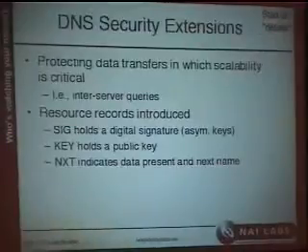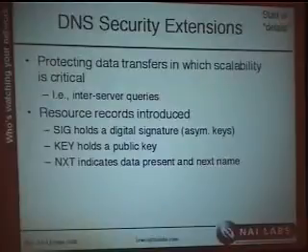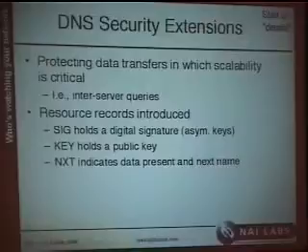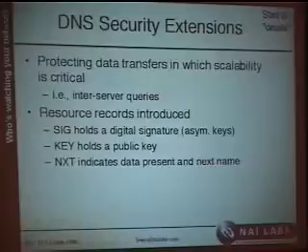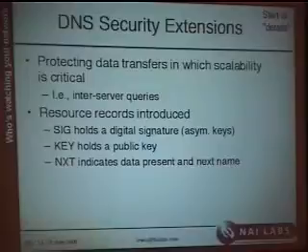DNS Security Extensions is designed to protect data in which scalability is a big concern. Inter-server or resolver to server queries, mostly zone data being retrieved. There are three resource records that are defined to do this. One is a signature record, which will hold a digital signature over a set of data. The key record is going to hold the public key, which can be retrieved so that you can verify a signature, and also an NXT record, which is going to be used to indicate that data is not present. That would replace returning the SOA record in NXDOMAIN in a negative answer.